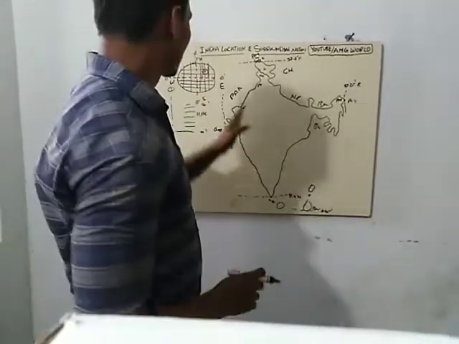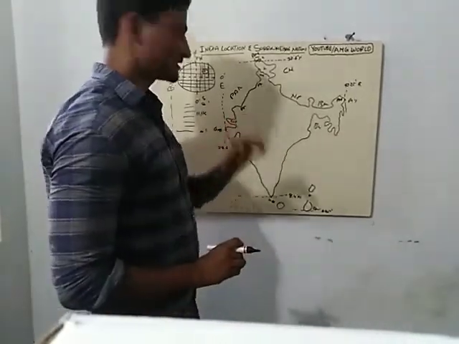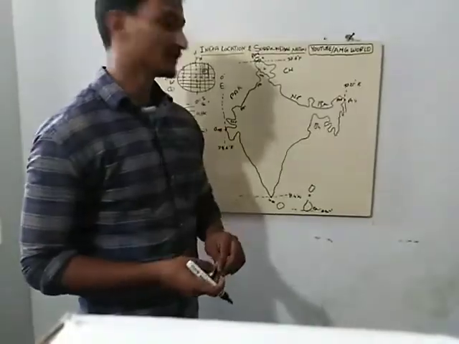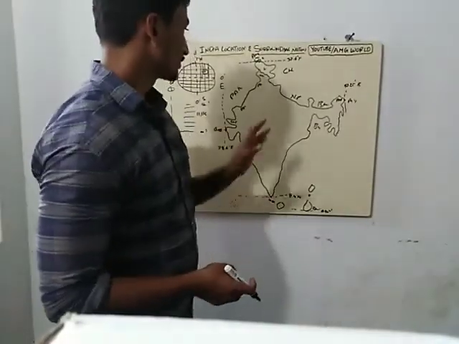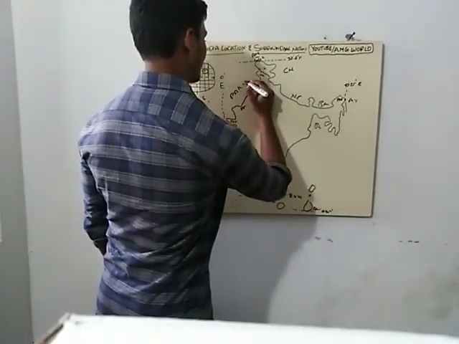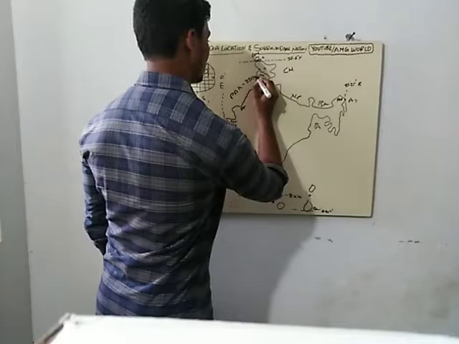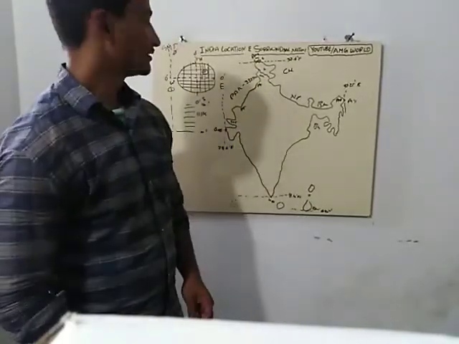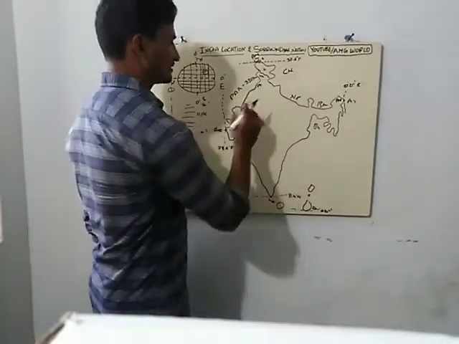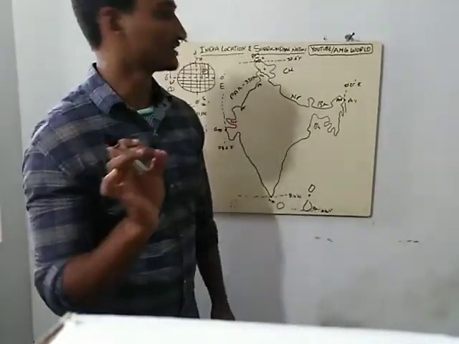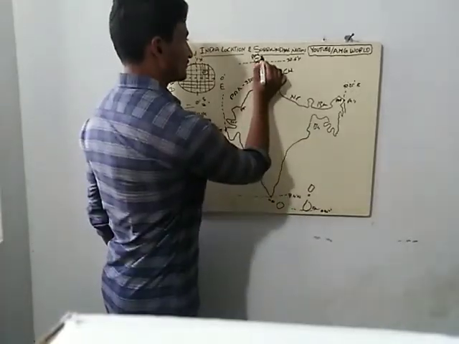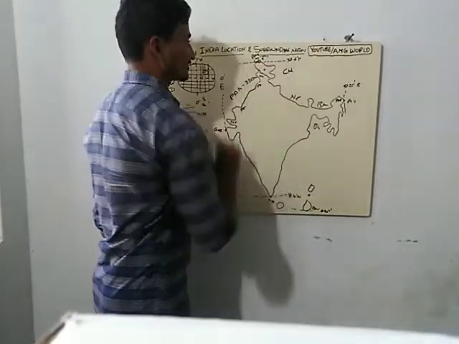Let's go in detail. Rajasthan is the state having the longest border with Pakistan, and Pakistan has a total border length of 3323 kilometers. Afghanistan has the least border with India, with Ladakh, only 106 kilometers.